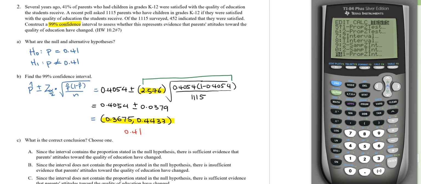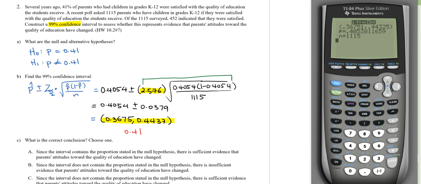So that's the incorrect one. The z interval is used if I know the population standard deviation. Since I don't know that, I use 1-PropZInt. So that's number A in the tests. Let's enter. Notice X in this case is 452 and the sample size is 1115, and the confidence level that I want is 99%. Notice here I want the percentage here, and then calculate. And notice that that's the confidence interval.